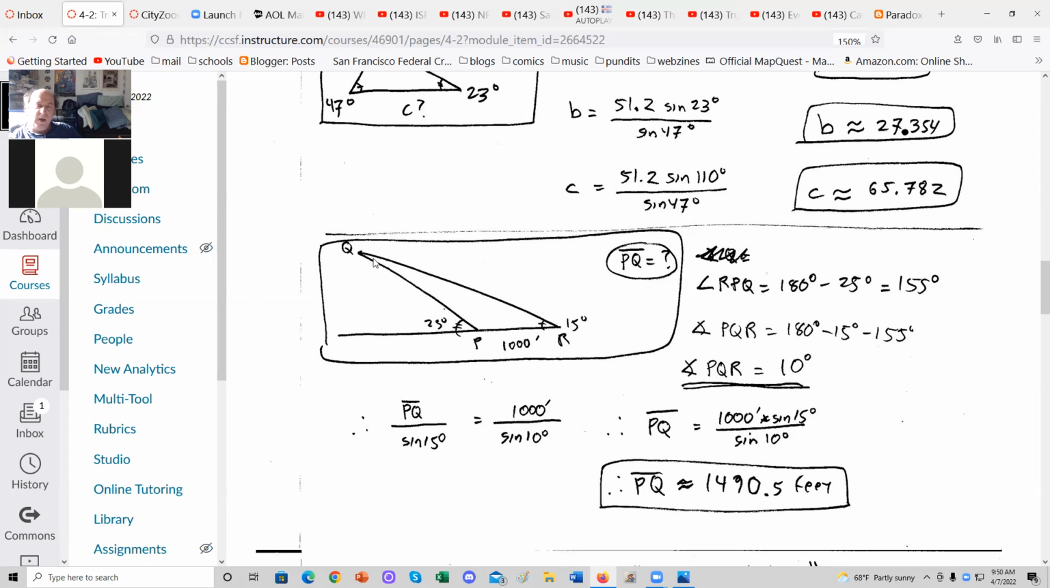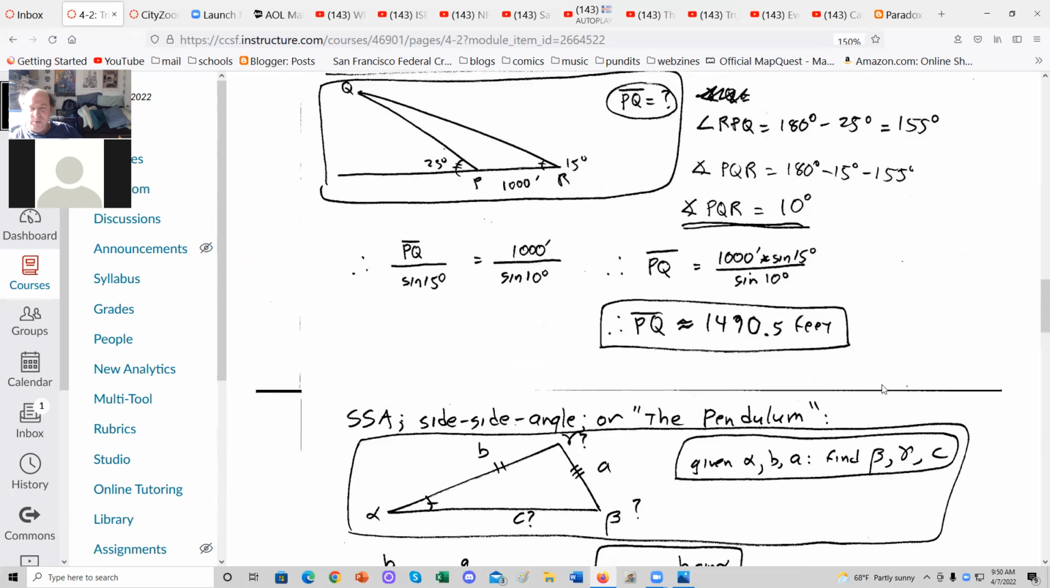That's easy enough. PQ over sine of the opposite angle, 15 degrees, equals 1,000 feet over sine of its opposite angle, 10 degrees. Transposing, PQ equals 1,000 feet times sine 15 degrees over sine 10 degrees. Push a button, out comes 1,490.5 feet. I suppose the 0.5 feet is a little more accuracy than is called for, but I'm not against having one more decimal point than is justified by the accuracy of the data. But we proceed.